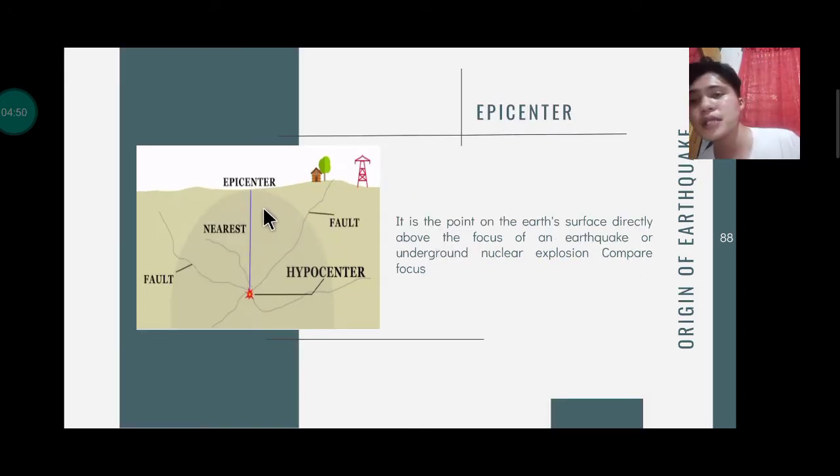epicenter. The epicenter is the point on the earth's surface directly above the focus of an earthquake or underground nuclear explosion. In a simple definition, an epicenter is a point on the surface which is near the hypocenter or the focus.